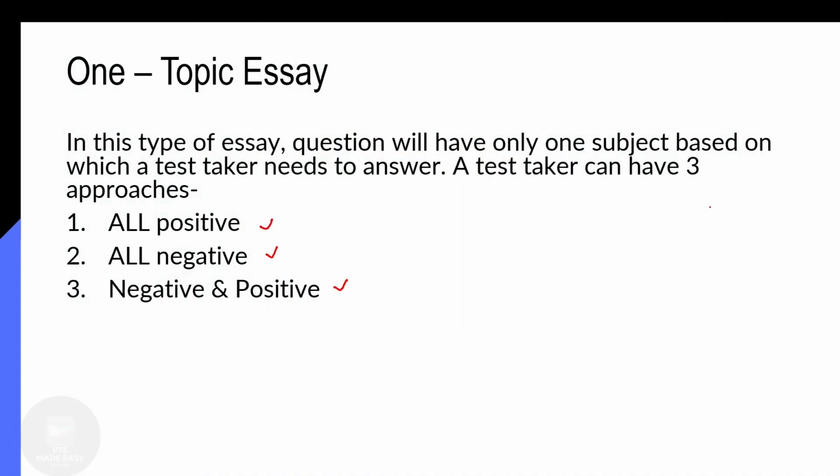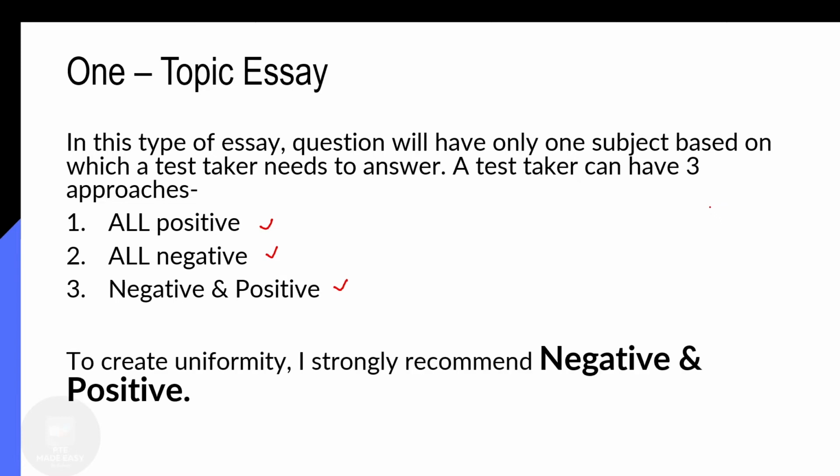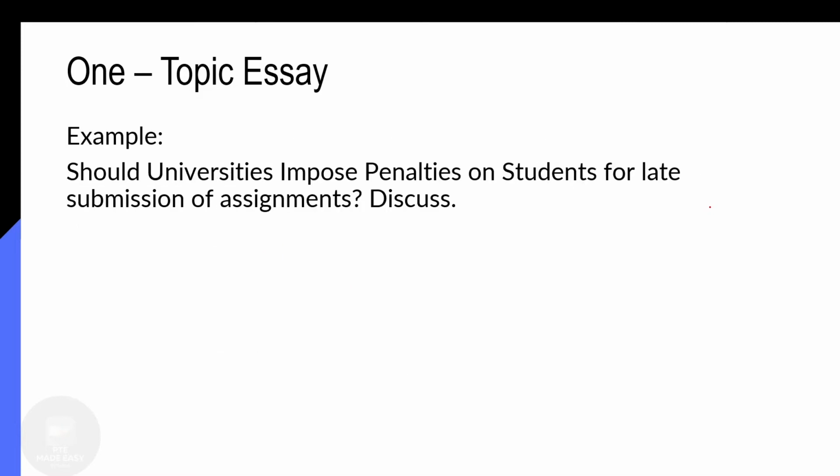Now that we understand the difference between having different types of opinion, and have decided that we are only going to have a negative plus positive opinion to create uniformity, I strongly recommend that you take negative, then positive opinion. In two-sided, this is an example of a one topic essay, where you can see it says, should universities impose penalties on students for late submission? You can easily understand in this question, the topic is universities imposing penalties on students for late submission. These are all keywords, but the main topic is universities imposing penalties for late submission.